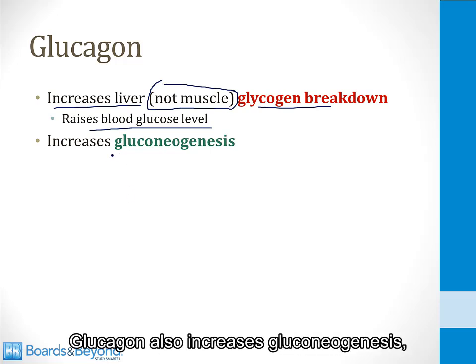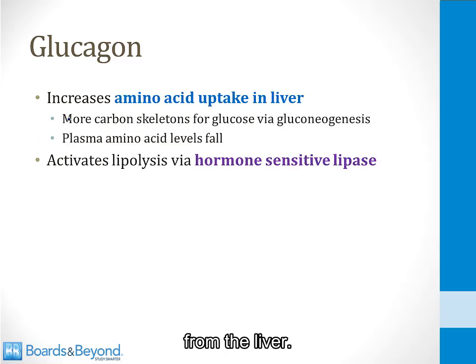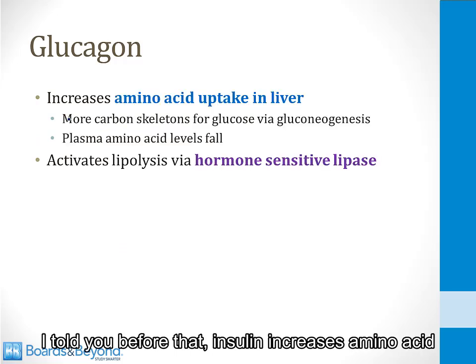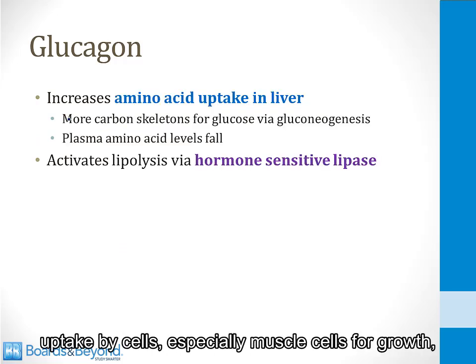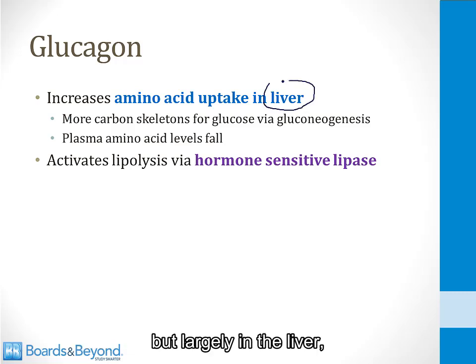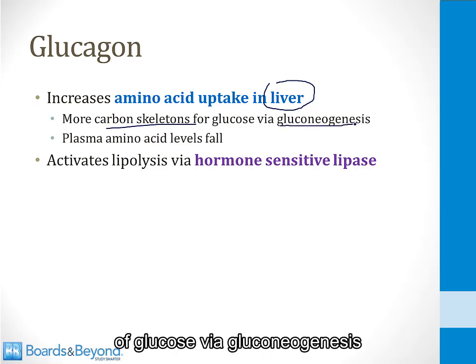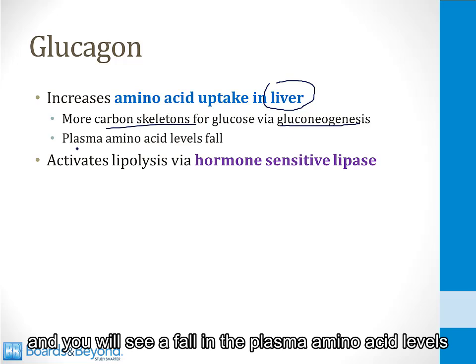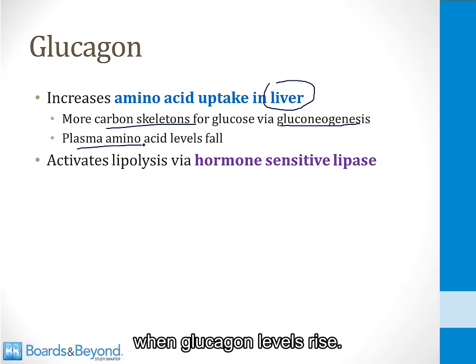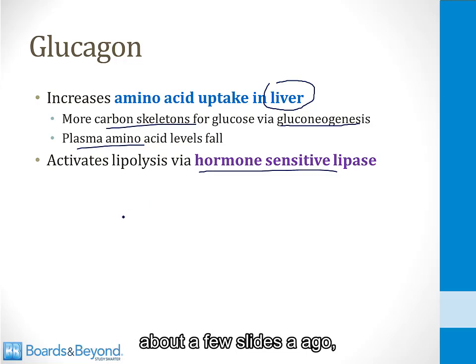Glucagon also increases gluconeogenesis. This will stimulate production of glucose coming from the liver. I told you before that insulin increases amino acid uptake by cells, especially muscle cells, for growth. Glucagon also increases amino acid uptake, but largely in the liver. This provides more carbon skeletons for production of glucose via gluconeogenesis, and you will see a fall in the plasma amino acid levels when glucagon levels rise. In addition, glucagon has the opposite effect of insulin on hormone-sensitive lipase, as we talked about a few slides ago.